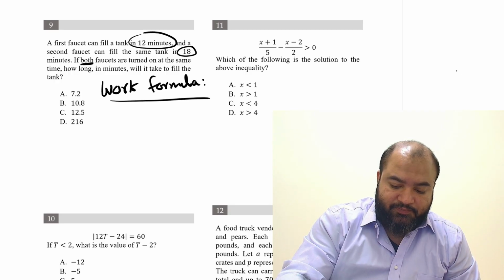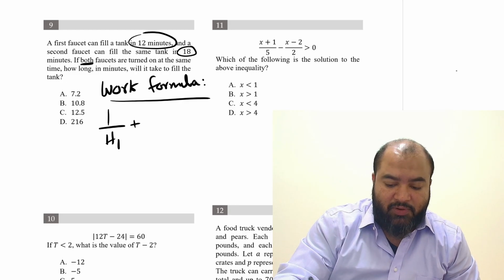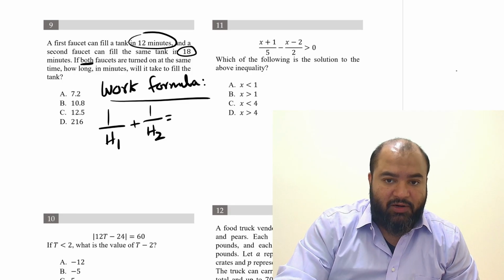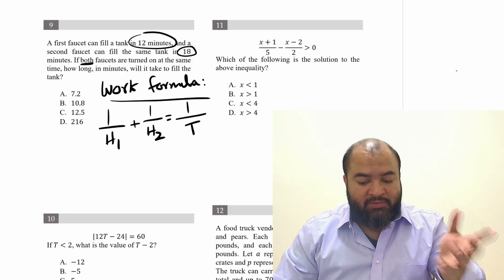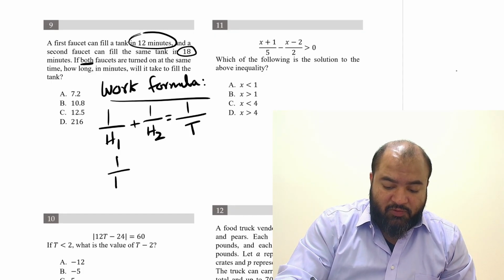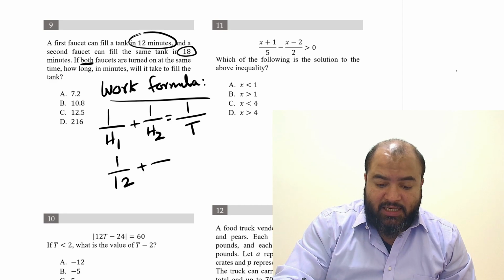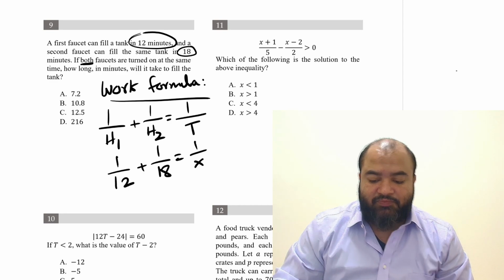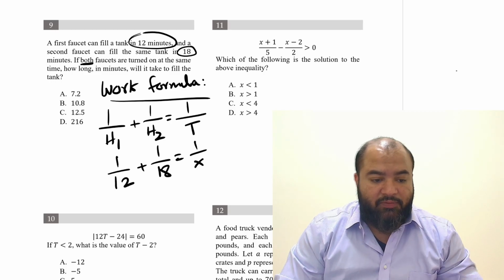That means 1 over H1 means the rate of the first one plus 1 over H2, the second faucet or second guy, whatever the question is, equals 1 over T. T is the together, if they work together. So the first faucet is 1 over 12 minutes, okay? Plus the second one is 1 over 18 minutes equal to 1 over x. Okay, so x is the together. Now we just need to solve it.